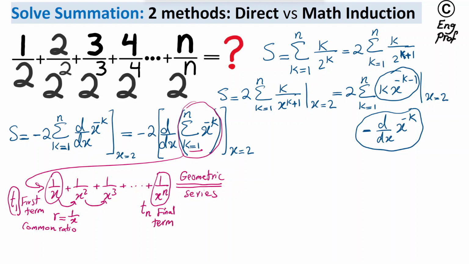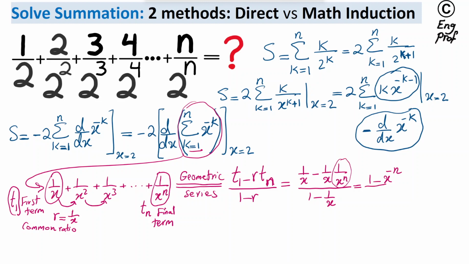It's a finite series, and it can easily be shown that the result of this summation is simply t1 minus r times t_n, the final term, divided by 1 minus r. So in this case we are dealing with 1 over x minus r times the final term, which is 1 over x to the n, divided by 1 minus 1 over x. Okay, so if I multiply both the numerator and denominator by x, I get 1 minus x to the power negative n; I just rewrote this as x to the negative n, divided by x minus 1. So this is the compact form of what this summation is.